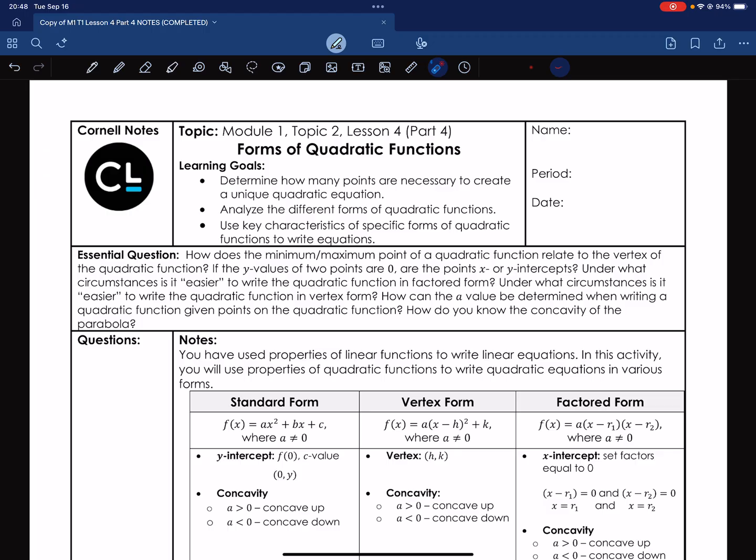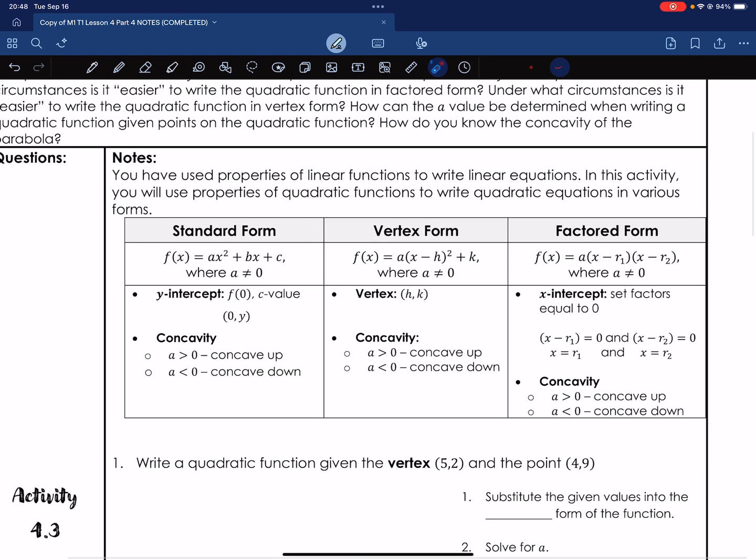In previous lessons, you have used properties to write linear functions. Now we are going to use our properties to write quadratic functions. As a reminder, we have 3 forms of quadratic functions: our standard form, our vertex form, and our factored form. Each form is good for its own thing.